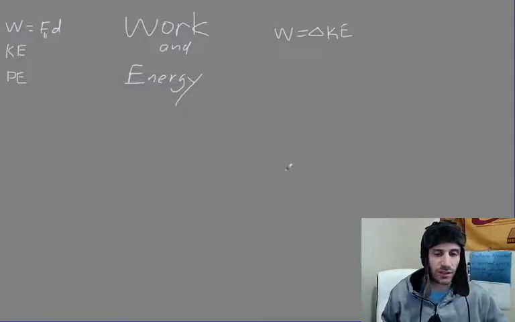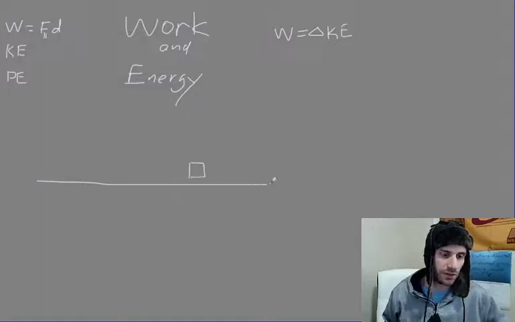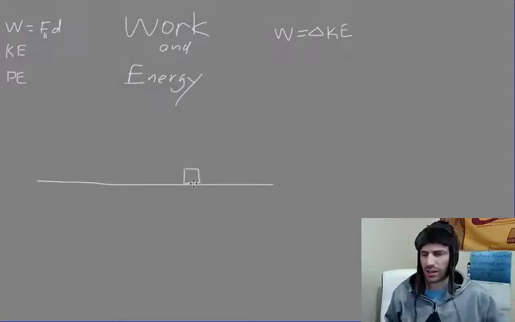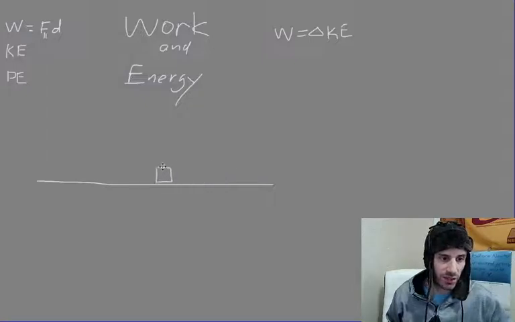Let's look at an example of that scenario. Say we have an object on some sort of flat level surface. Let's see if it'll let me move this. There we go. So it's on a flat level surface, and let's say that this surface is friction free. Then when we push this object, we are doing work to cause it to accelerate or decelerate. So let's go ahead and apply a force.